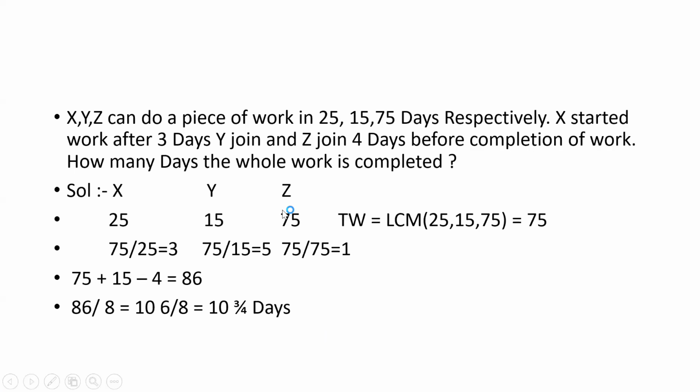Here we see X, Y, and Z can do a piece of work in 25, 15, and 17 days respectively. X started the work, after 3 days Y joined, and Z joined 4 days before the completion of work. How many days is the whole work completed?